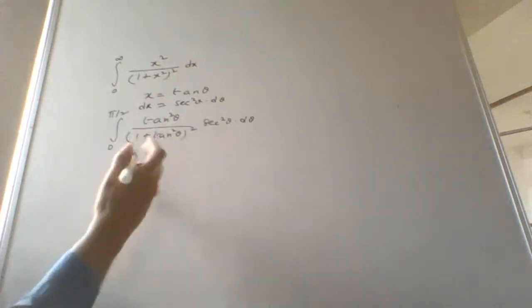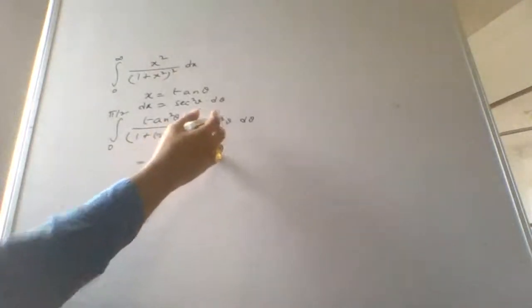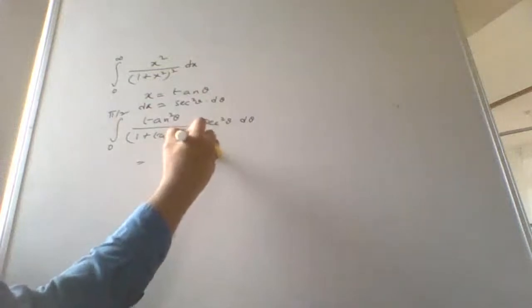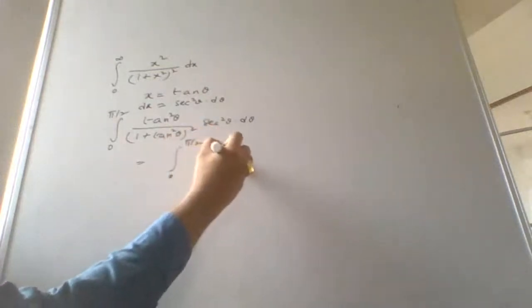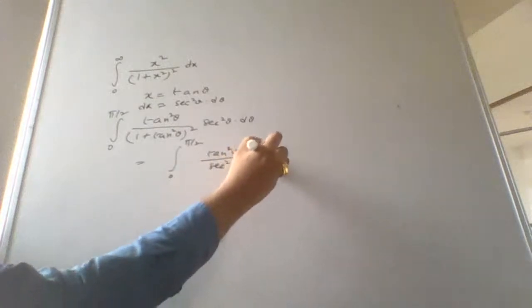Let us simplify this further. Now this is secant square theta, so power 4. So 1 power 2 gets cancelled. So I'll be left with only 0 to pi by 2, tan square theta divided by secant square theta and d theta. So that's what I get.